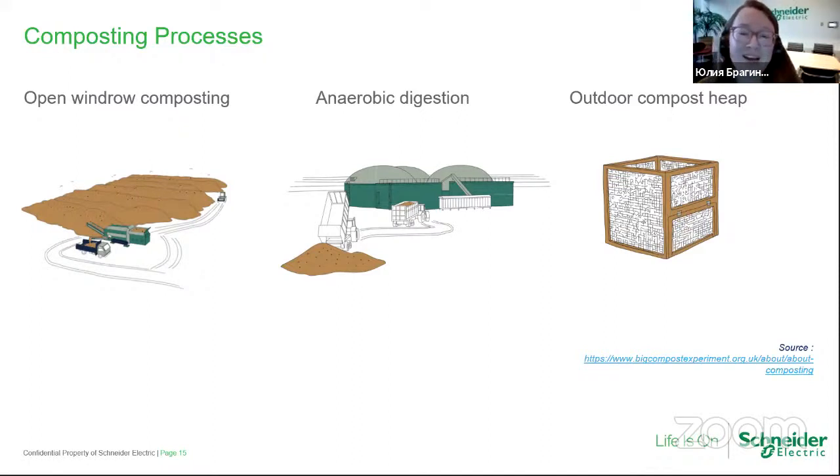I don't know what the size of your greenhouses will be, but if it is not so big, you might consider composters for a household amount of waste. The easiest type is the outdoor compost heap. You can make it by yourself from cheap materials such as wooden pallets or sheet metal.